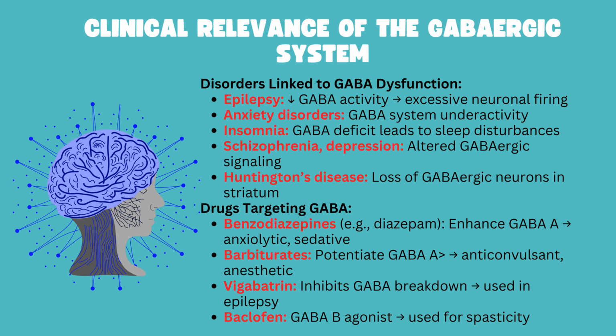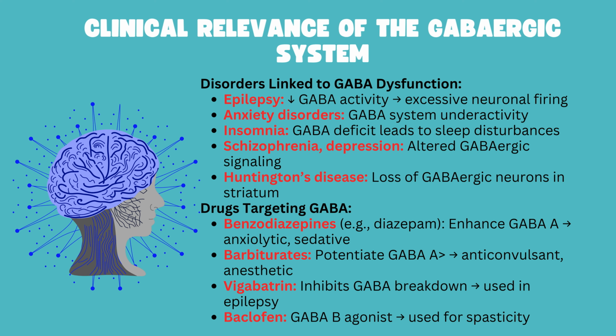Insomnia. If GABA isn't calming the cortex, sleep becomes elusive. Schizophrenia and depression. Altered GABA signaling disrupts cognitive and emotional regulation. Huntington's disease. Here, GABAergic neurons in the striatum degenerate, causing jerky movements and cognitive decline.